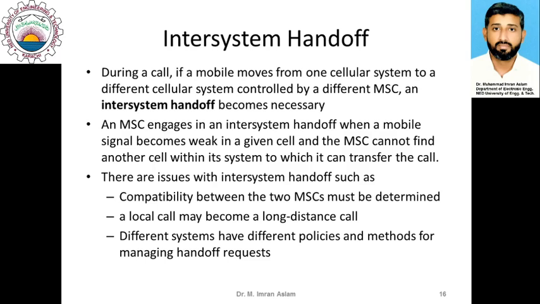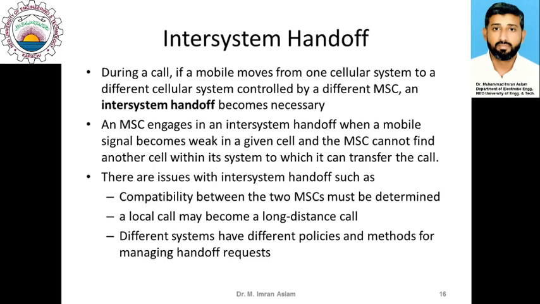So whenever the signal becomes very weak in a cell which is adjacent to some other system, and the MSC is unable to determine any other cell in its own system, eventually it will request a handoff to a different system so that the call is transferred to that particular system. This inter-system handoff, although it is important to provide continuous coverage, is associated with different types of issues.